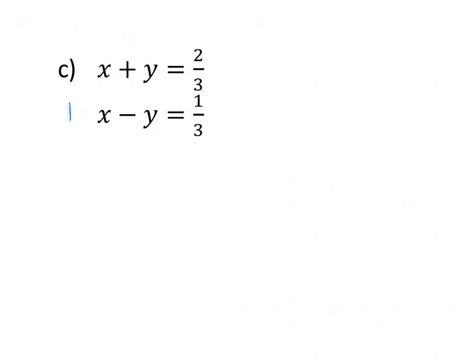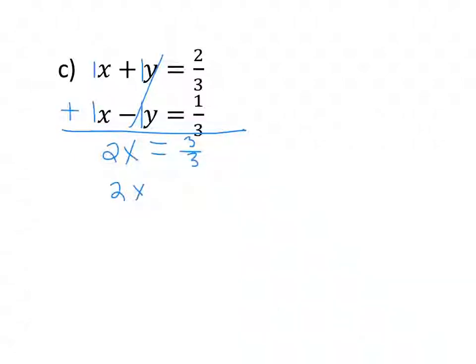So I'm going to add. 1x plus 1x is 2x. Positive 1y minus 1y cancels out. Bring down the equals. 2/3 plus 1/3 is 3/3, which equals 1. So I'm just going to rewrite this as 2x equals 1. Let's solve for x by dividing by 2. X equals 1/2.